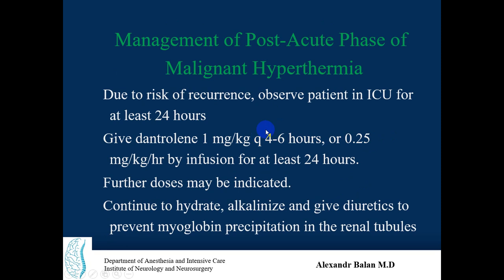Due to risk of recurrence, observe the patient in the intensive care unit after awakening the patient from anesthesia for at least 24 hours. Give dantrolene with the following doses and infuse by continuous infusion 0.25 milligram per kilogram per hour, 24 hours. And continue to hydrate, alkalinize, and give diuretics to prevent this precipitation in renal tubules of myoglobin.